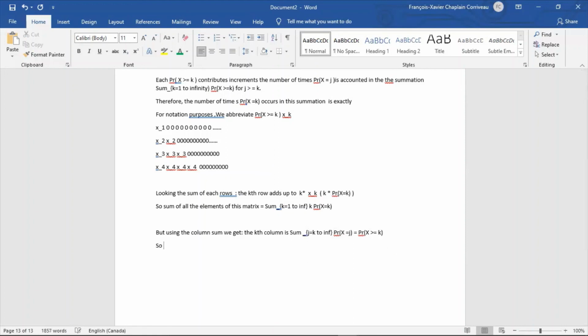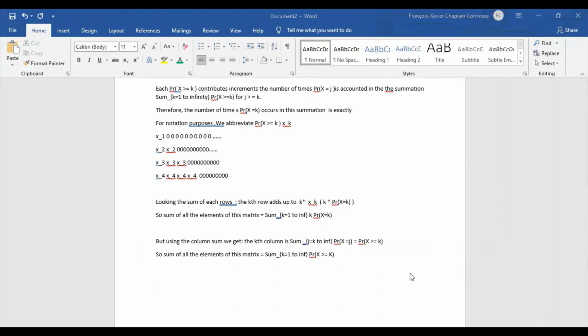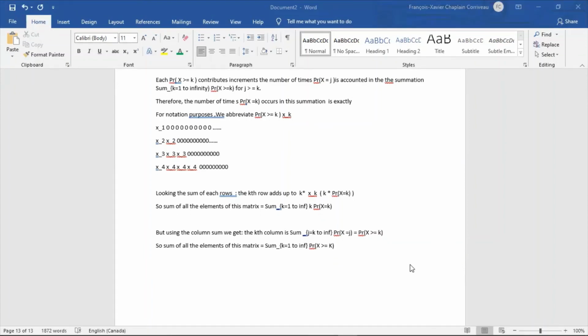So the sum of all the elements of this matrix is equal to the sum of these guys now, the sum from k equals 1 to infinity of these probabilities. That's it. So we counted the same thing in two different ways. So it's a cool proof.